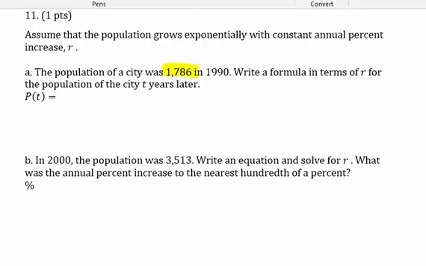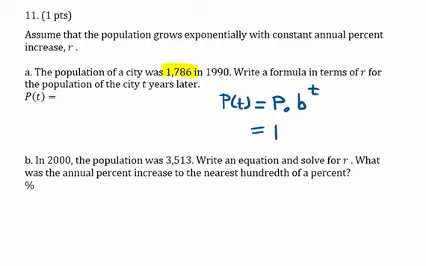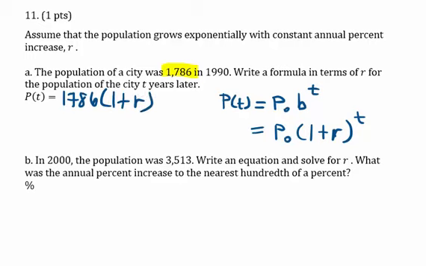Okay, so we're going to write this equation of the form P of T is equal to P naught times B to the T. But notice that B is comprised of R, the growth or decay rate. In this case, because it's growing, we're going to say that B is equal to 1 plus R. So altogether, we have P naught, the initial population, times 1 plus R to the T. So in this case, P naught is 1,786 times 1 plus R, and then to the T.